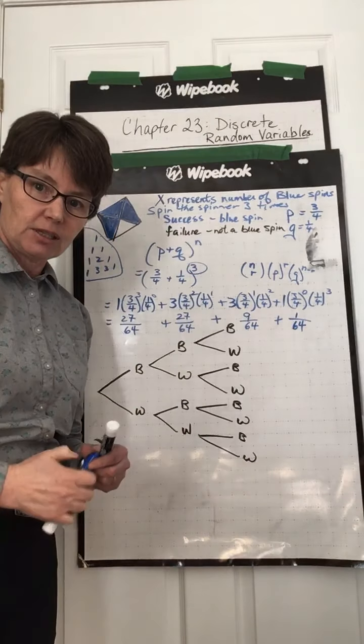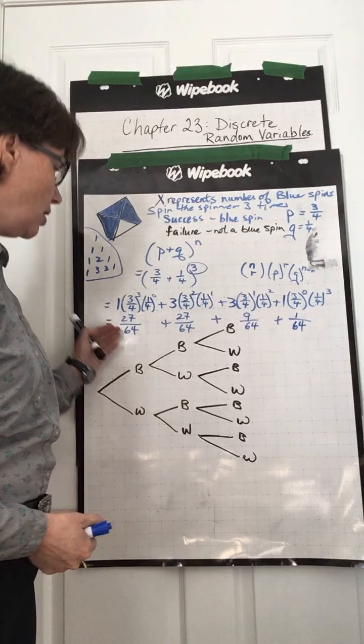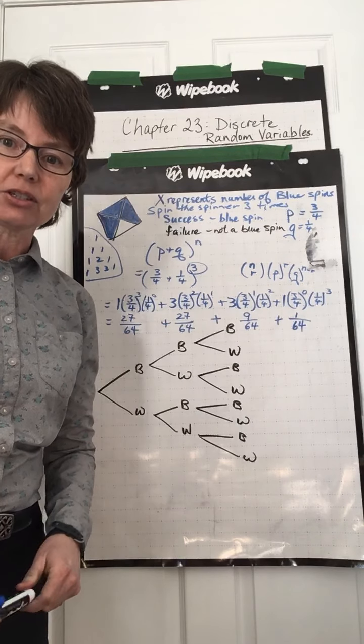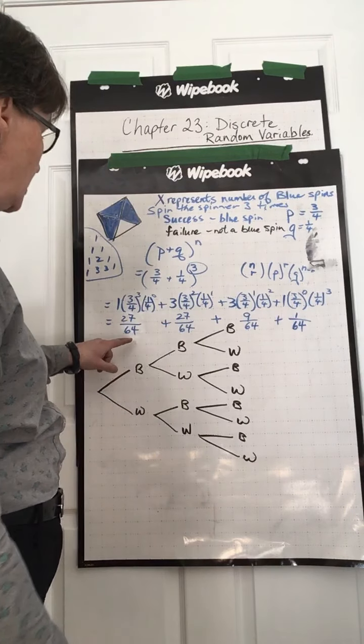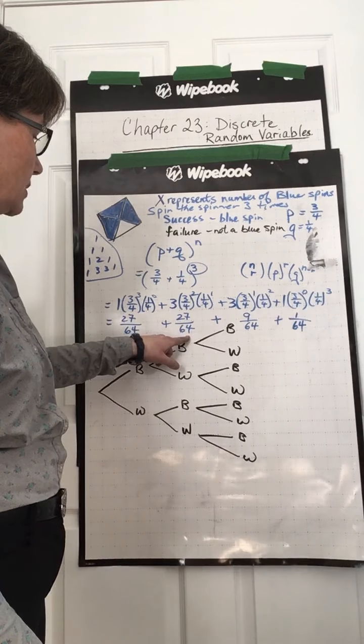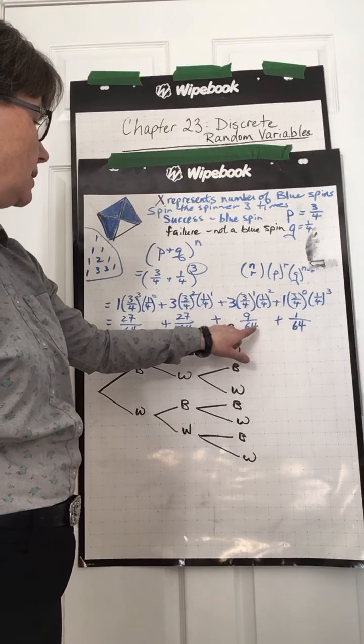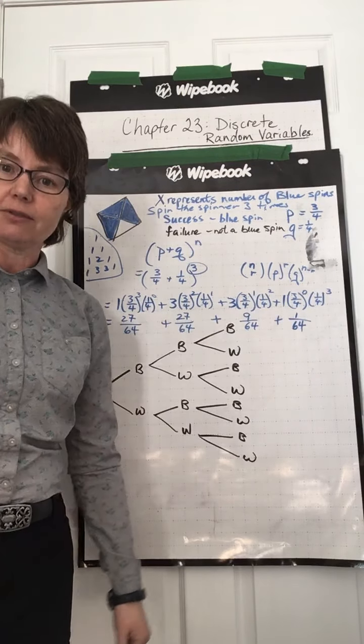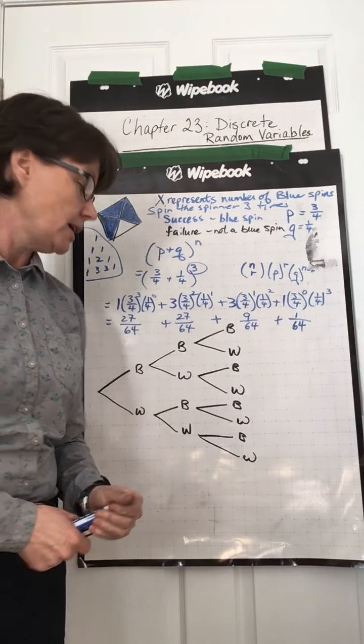Now, if this is a binomial distribution, then all of these probabilities should add up to 1, so let's just check that. 27/64, 27, that would be 54. And 10 more, 64/64. So it works. They add up to 1.